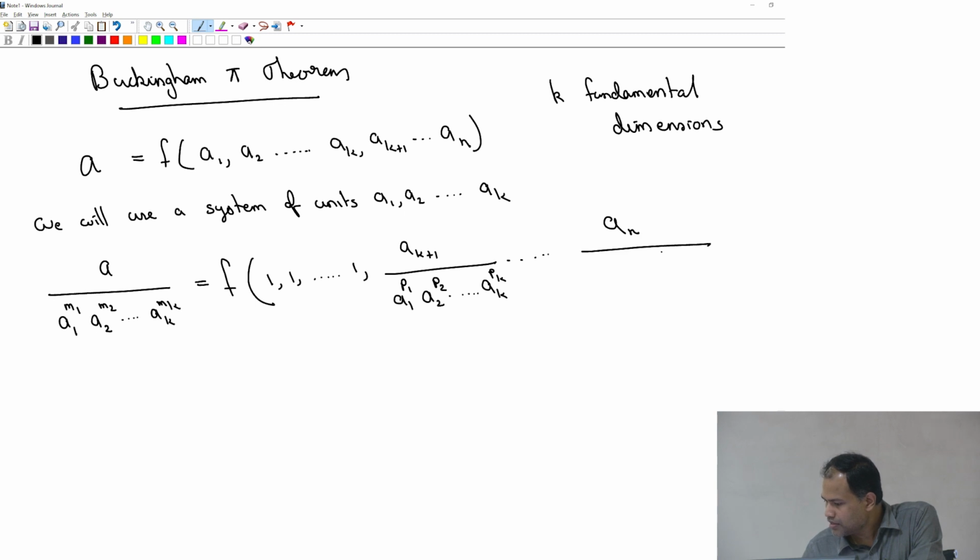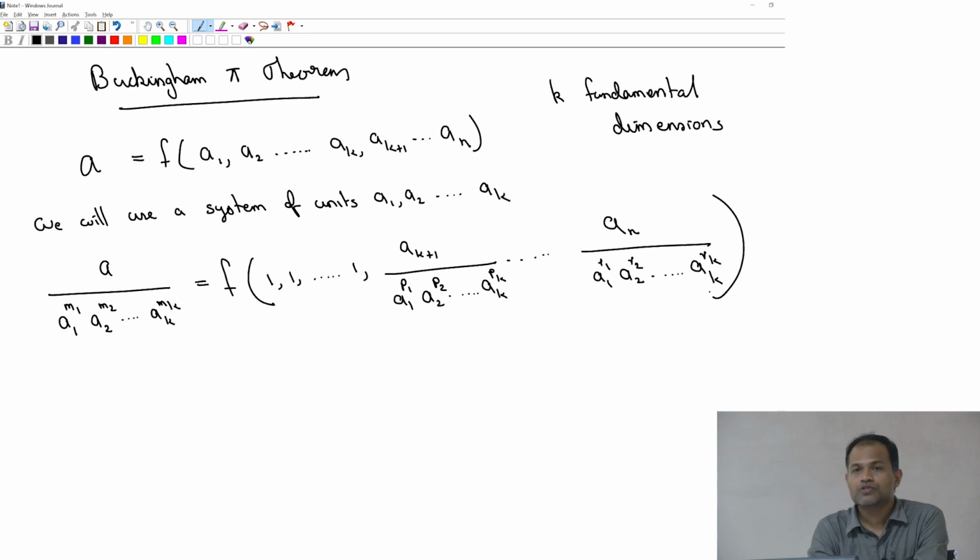An divided by A1 to the power R1, A2 to the power R2, etc. AK to the power Rk. So this is what we ended up yesterday. So what did we have?